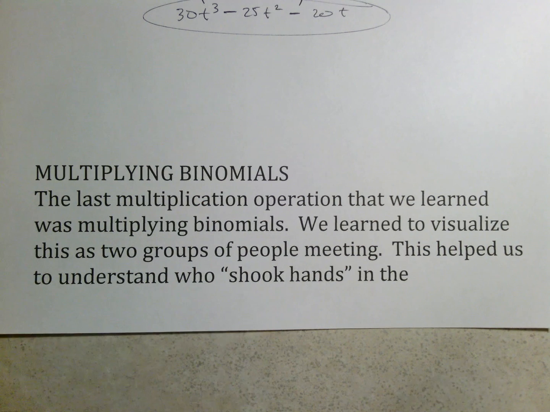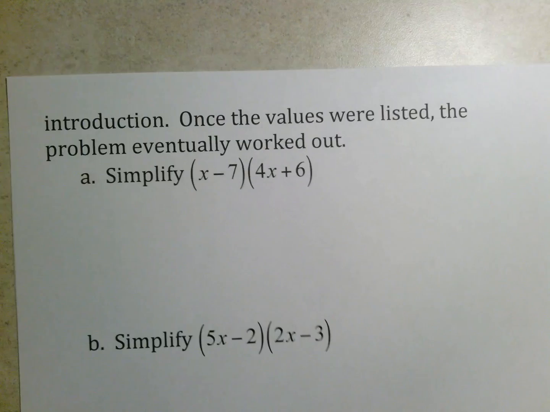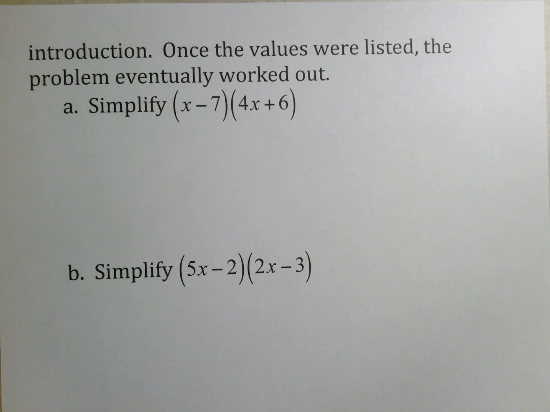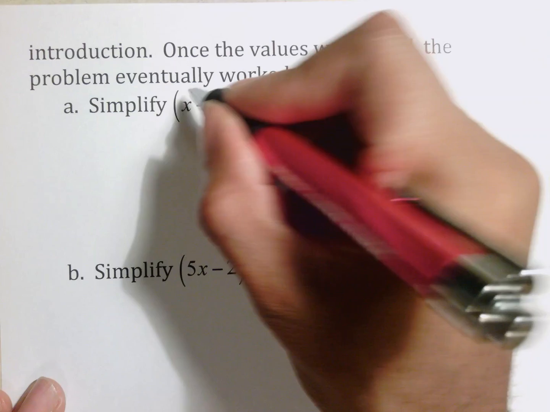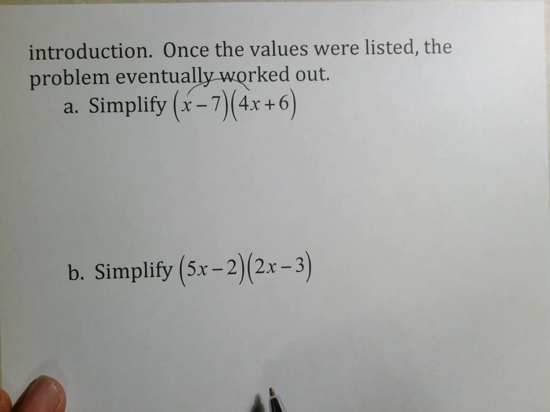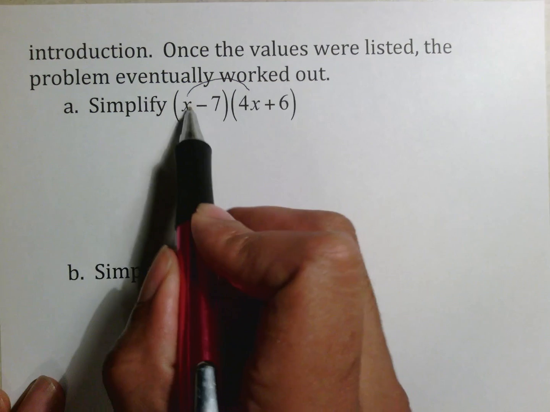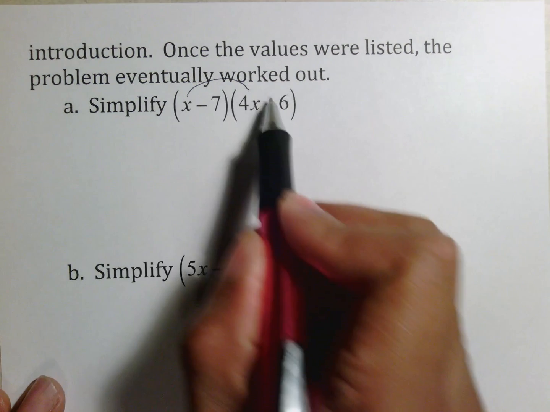And then multiplying binomials. The last multiplication that we learned was multiplying binomials. We learned to visualize it as 2 people meeting, and we learned to view it as people shaking hands. Again, I'm not going to list those things out because I think we've done that a lot. If you are listing them, go ahead for your notes. Remember, you can always pause this and move at your own pace, but my job is to get you more adapted to moving the way you need to. And at some point, you do want to do this without listing x meets 4x, x meets 6, negative 7 meets 4x, negative 7 meets 6. You just want to use that connection line to kind of guide your eyes.